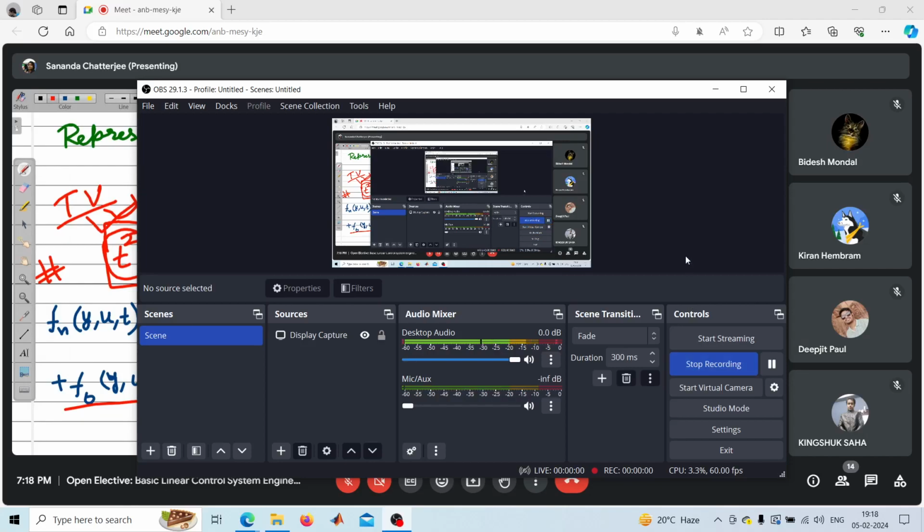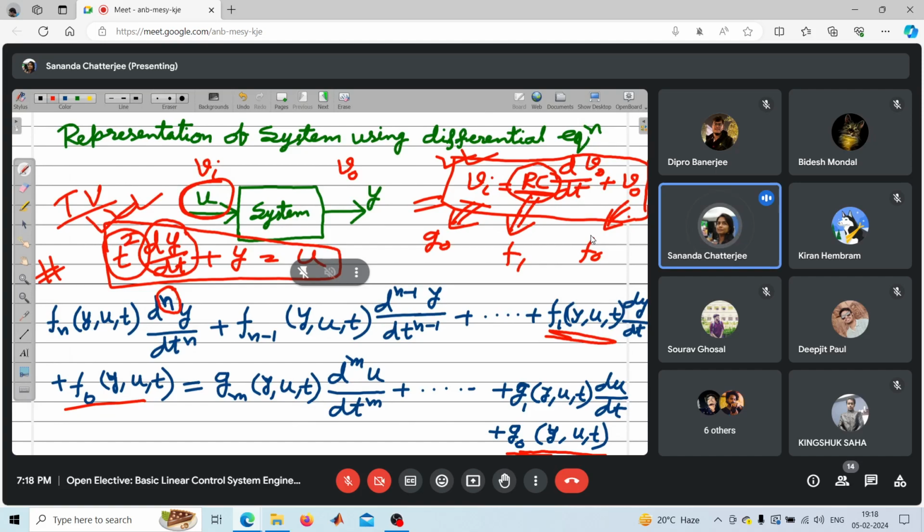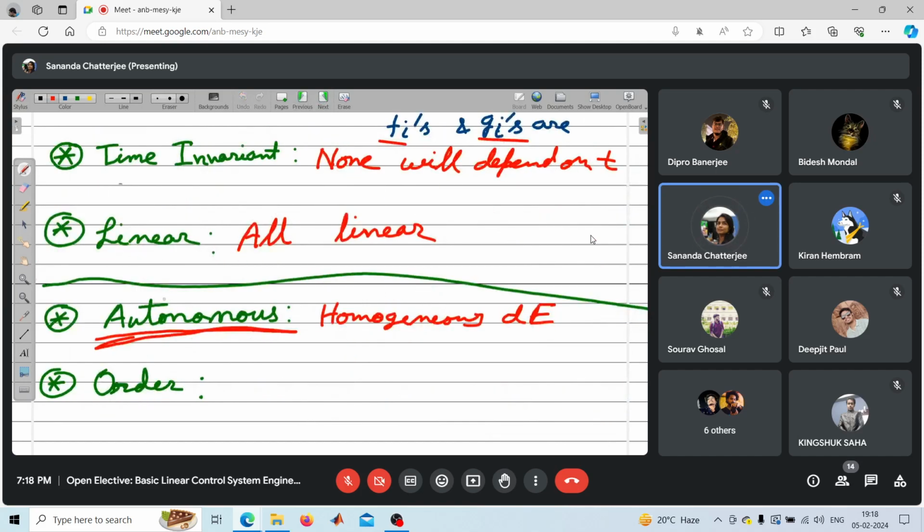The highest time derivative of the variable y involved in the equation will be the order of the system. In this generic equation, the order of the system is n. For this example, it is 1. For this one also, it is 1. So therefore, for a causal system, the order of the system is n.